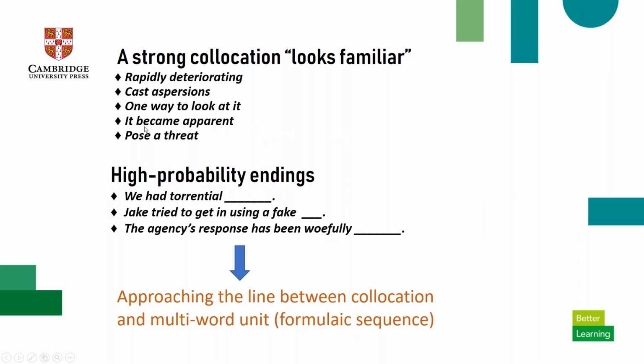One way to look at it, it became apparent. All of these things are strings of text, collocations that are highly likely. In fact, some of them are so highly likely that you can even predict how things are going to end here. We had torrential. Well, there are not a lot of things that could fill this blank. Rain is probably it, maybe downpours.